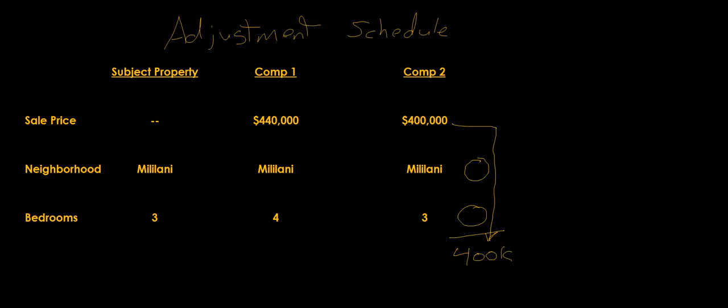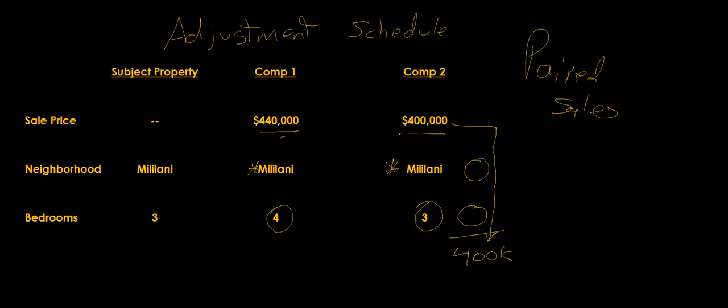But how about comp 1? Let's do a little paired sales. The only difference between comp 1 and comp 2, since they're both located in Mililani, and this is all the information we know, is that comp 1 is a 4-bedroom house and comp 2 is a 3-bedroom house. Now comp 1 sold for $440,000, comp 2 for $400,000. That means comp 1, or better to say comp 2, sold for $40,000 less.